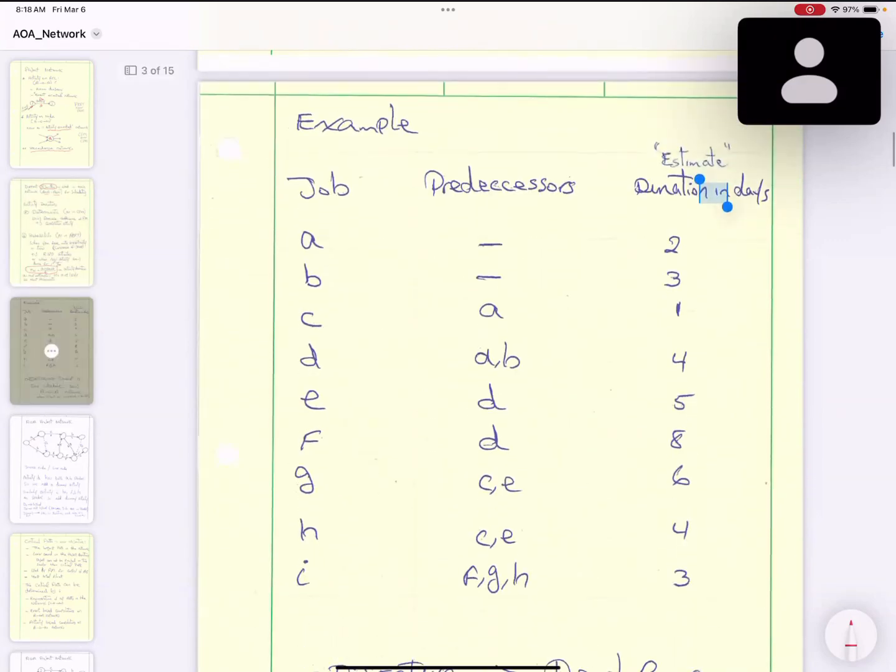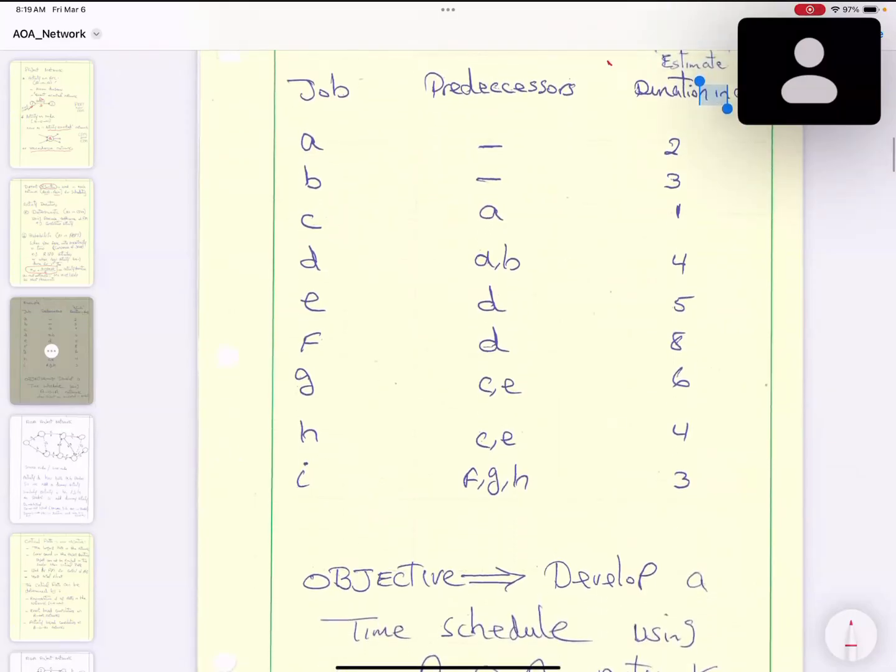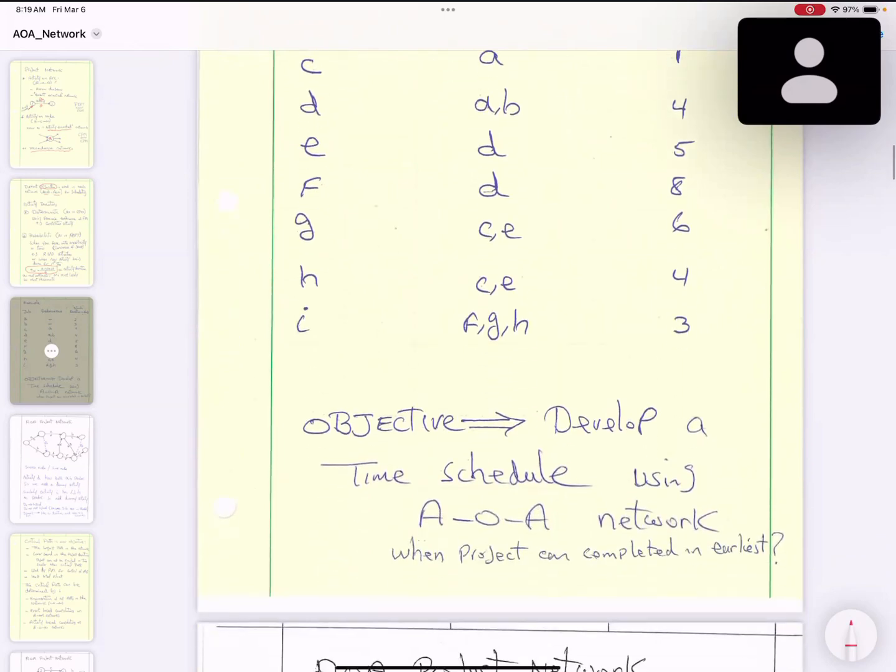So this is an example of our WBS that we have developed. We have activities A, B, C, D, E, F, G, H, I, and it shows the predecessors, and we have calculated the estimated time. Any questions on these? Okay, this slide is already on Canvas.